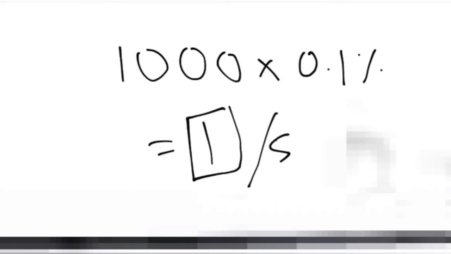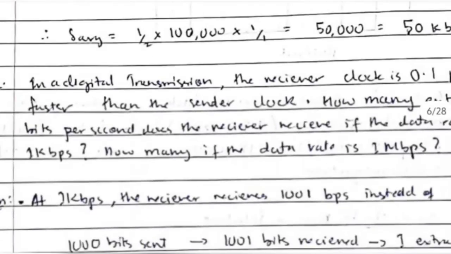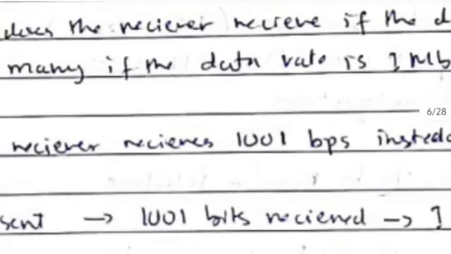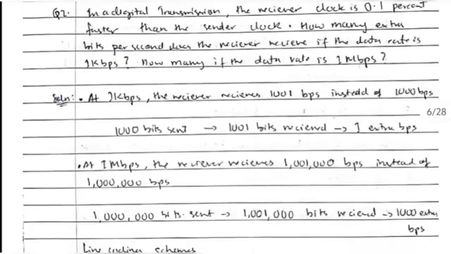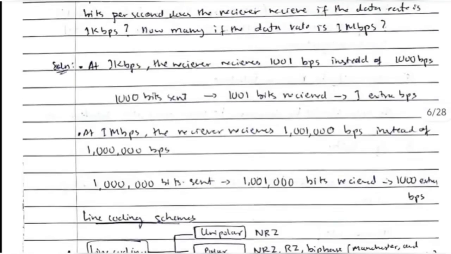Similarly, in the next question we have been asked how many extra bits are received if the data rate is 1 MB per second. 1 MB means 10 raised to 6, which is 1 followed by 6 zeros. Since it's 0.1% faster, we'll find 0.1% of that. That will give us 1000. So 1000 extra bits are received in the second case. In the first case it's 1 extra bit, and in the second case it is 1000 extra bits.